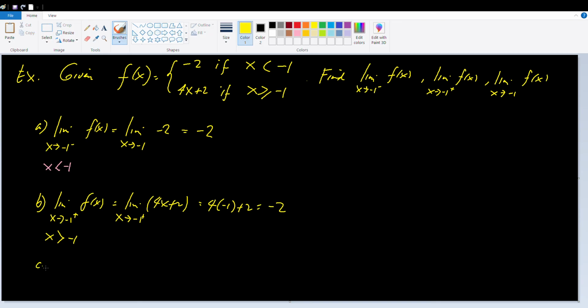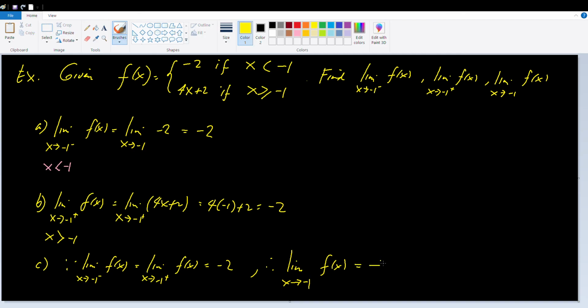Okay? And we see that since the limit of f of x as x approaches -1 from the left is equal to the limit of f of x as x approaches -1 from the right, equal to -2, therefore, the limit of f of x as x approaches -1, take note, it has no more superscript, it's simply -1, is equal to -2. Alright?